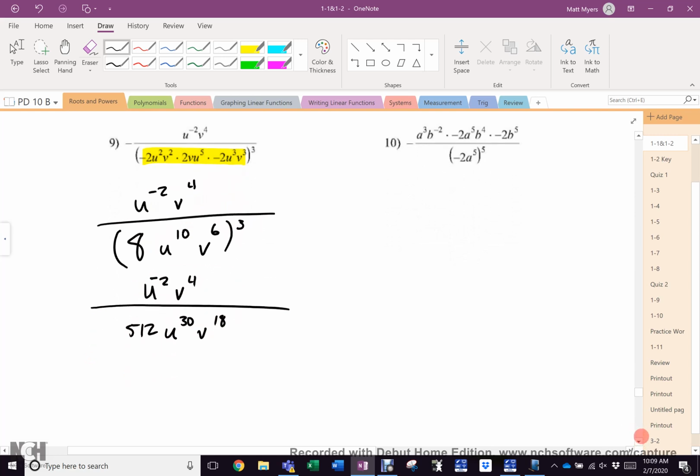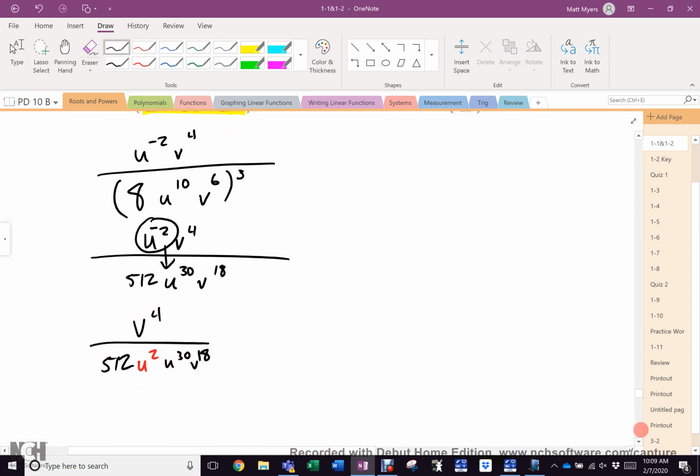Now what? We have to... Tag someone in. Bring the negative down. I would bring that down there. V to the 4th over 512 u squared, because it moved, u to the 30th v to the 18th. Now what? Ethan. So add the u and the u squared and the u to the 32nd v to the 18th. Now what?